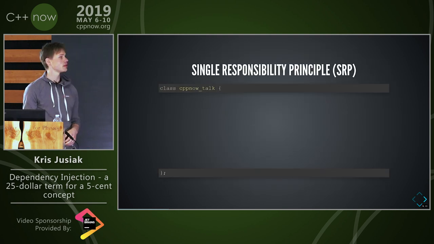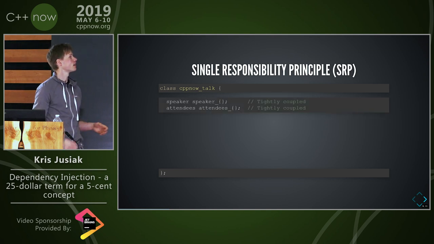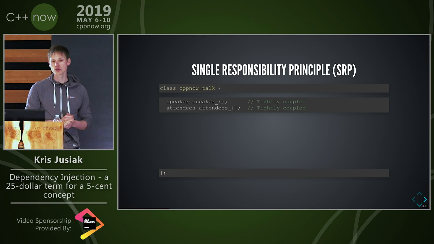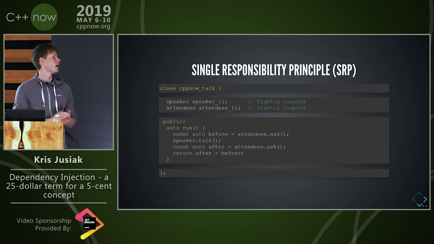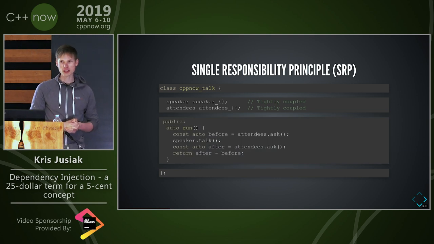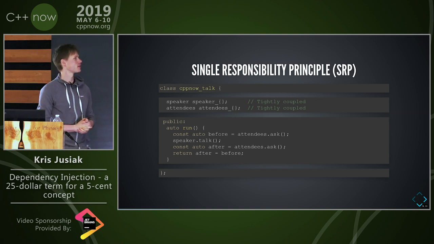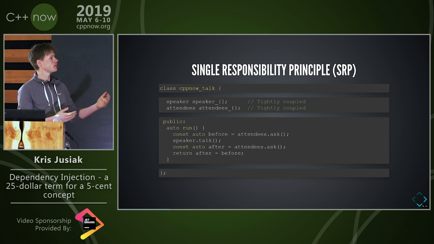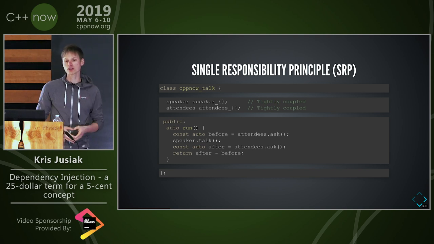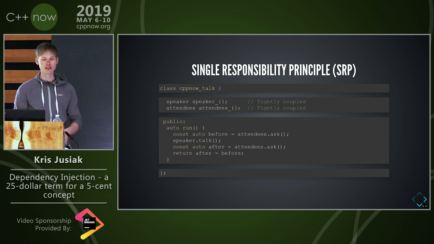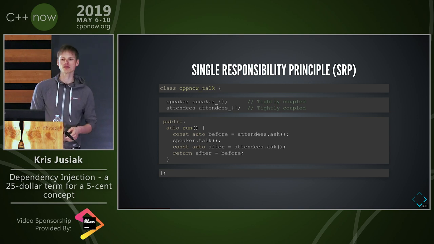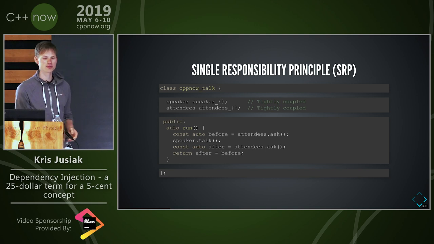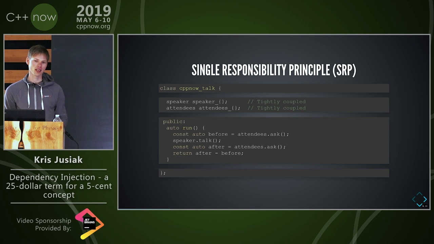What about CEP now talk? Well, we'll couple them to the talk. So we'll have the member variables, and then we'll just run. Here, we still don't use dependency injection. We have member variables, which are coupled to the CEP now talk. But the design is still better than before because we can test speaker and attendees in isolation. However, the CEP now talk has to be tested as a whole. So when we test the CEP now talk, we'll test the speaker and attendees as well, which is not ideal from a TDD perspective, but it's okay from an overall design point of view at that point.